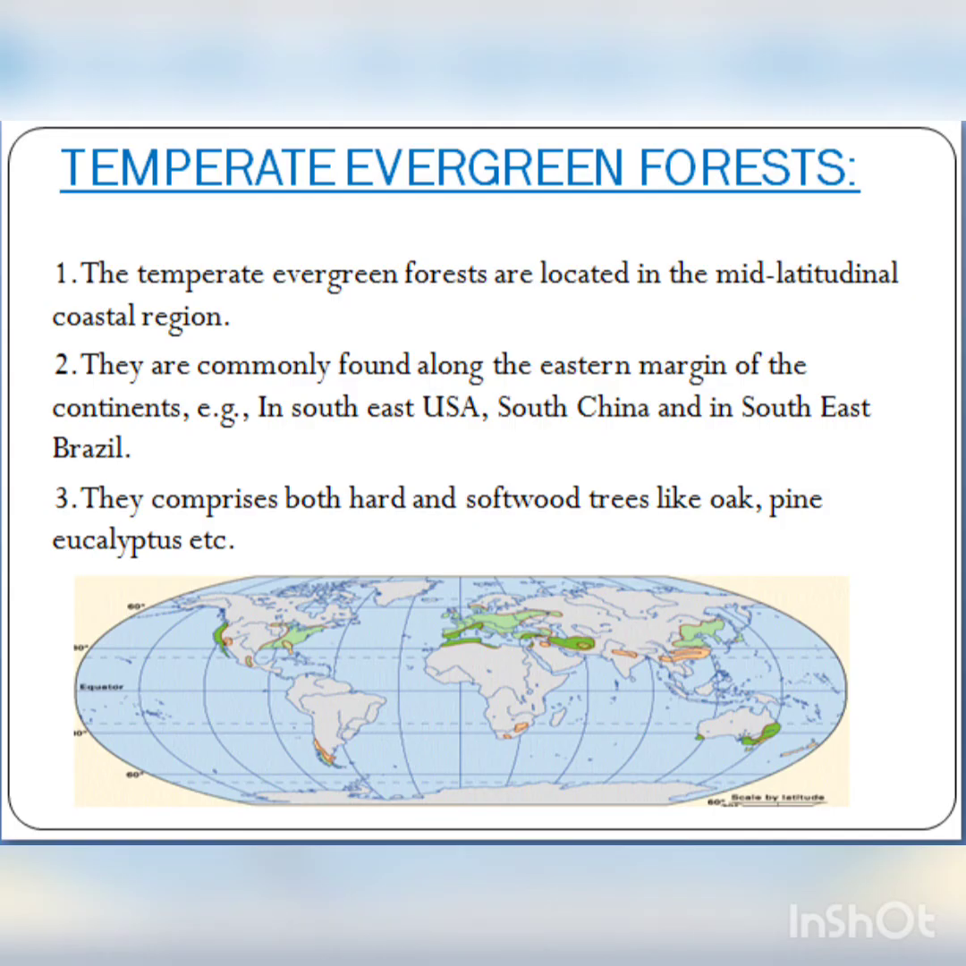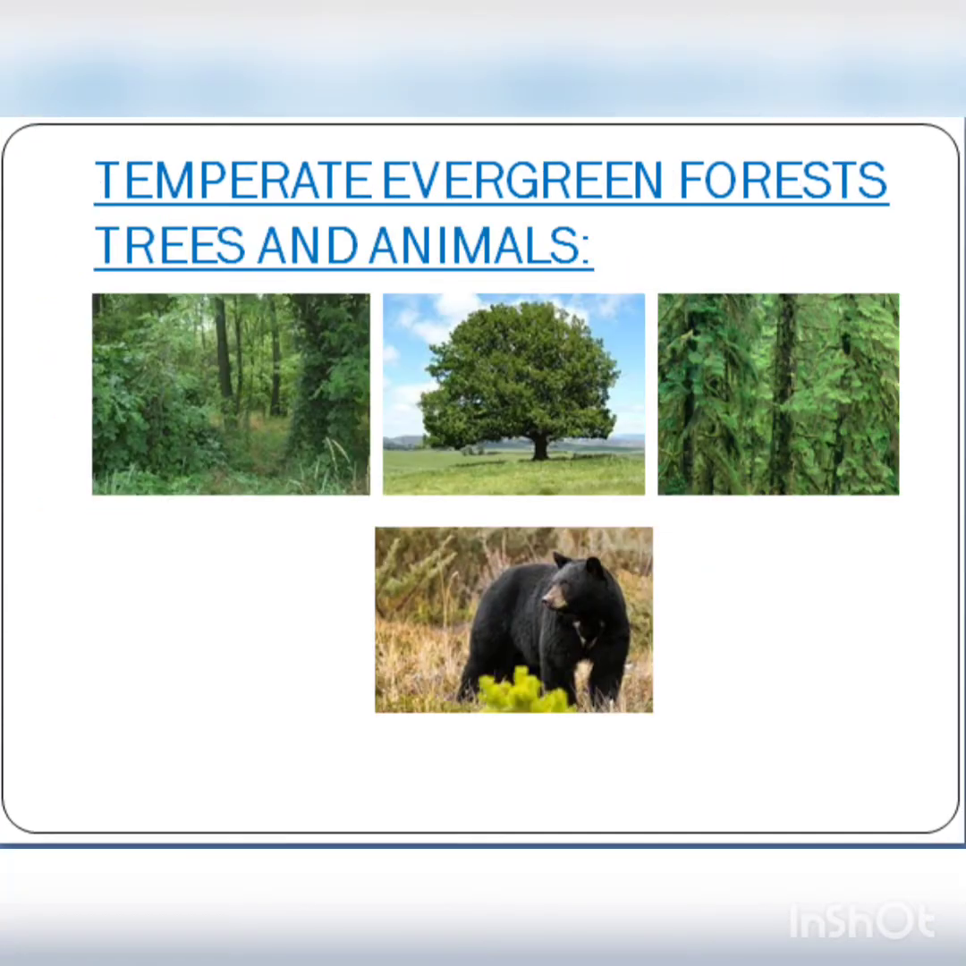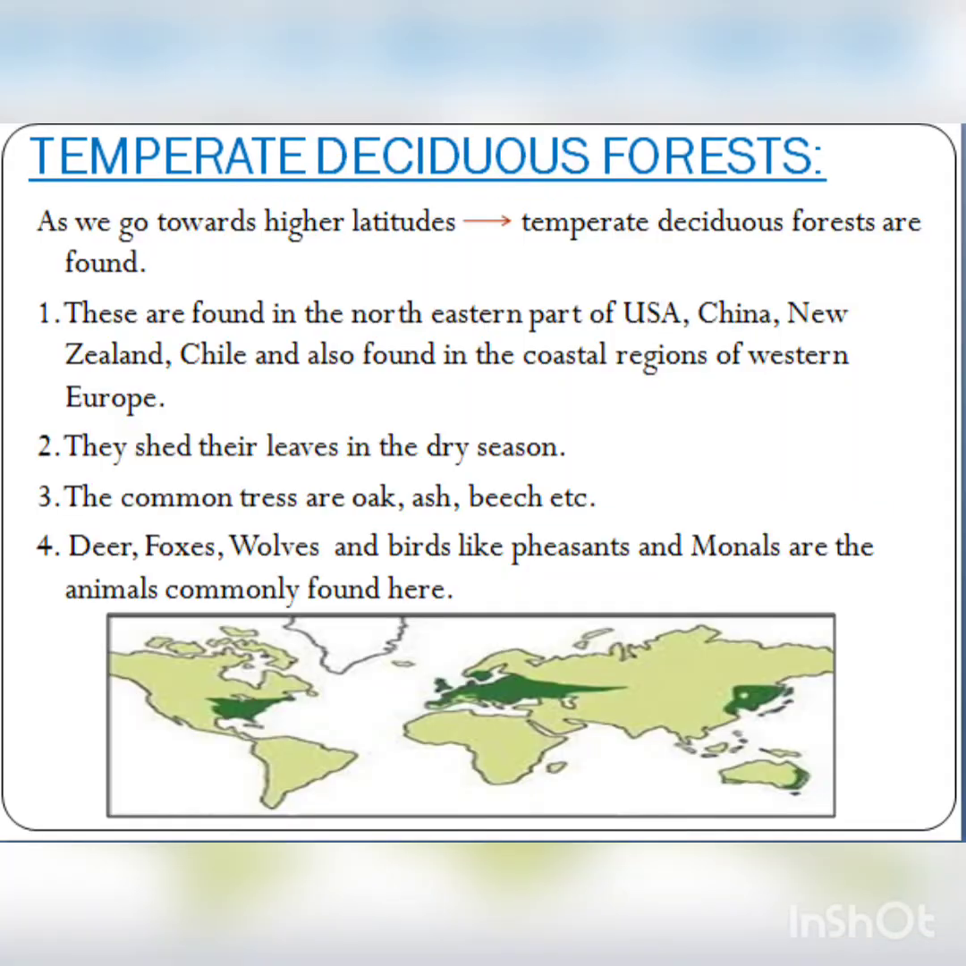Temperate evergreen forest. The temperate evergreen forests are located in the mid-latitudinal coastal regions. They are commonly found along the eastern margin of the continents in southeast USA, South China and southeastern Brazil. They comprise both hard and softwood trees like oak, pine, eucalyptus, etc. In the map you can observe those areas representing temperate evergreen forest. In this slide you will find some temperate evergreen forest trees and animals.